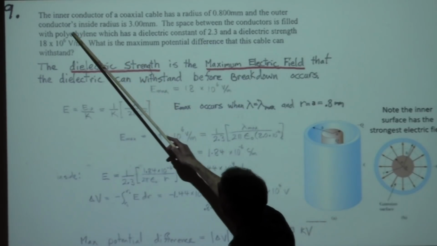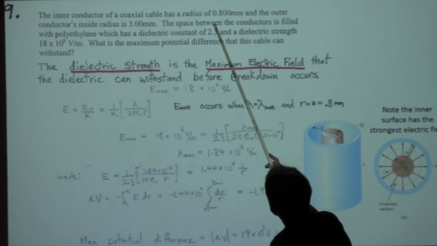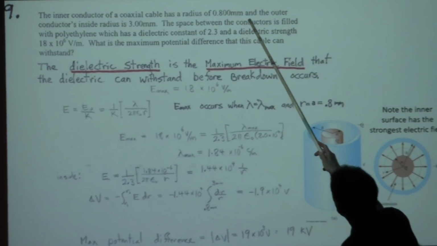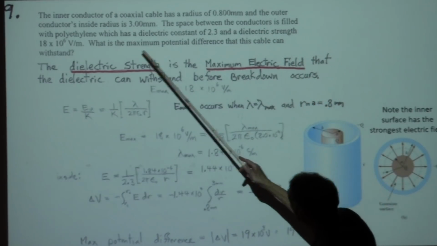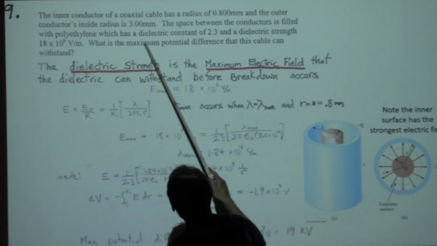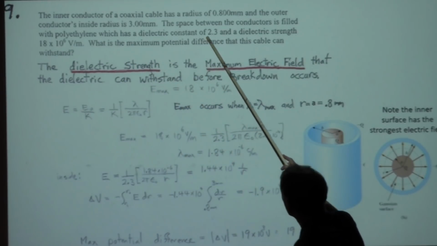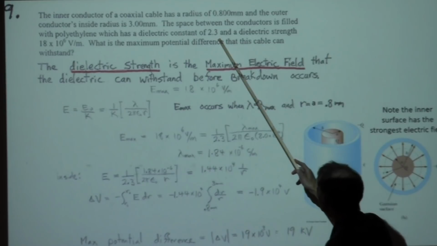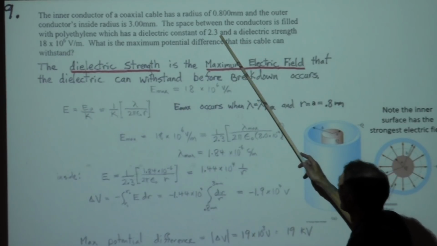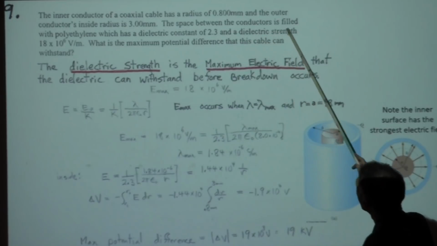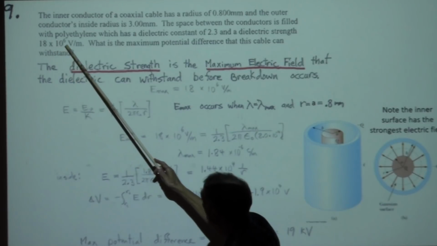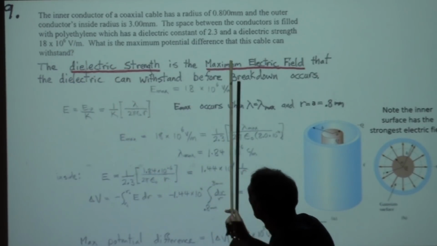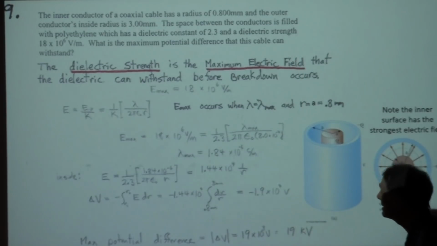The inner conductor of a coaxial cable has a radius of 0.8 millimeters, and the outer conductor radius is 3 millimeters. The space between the conductors is filled with polyethylene, which has a dielectric constant of 2.3. So that's what we have been talking about. It also has another figure that's called the dielectric strength of this material, and that's 18 times 10 to the 6 volts per meter. Now this dielectric strength is the ability to keep from breaking down.